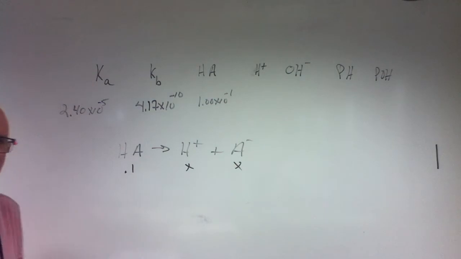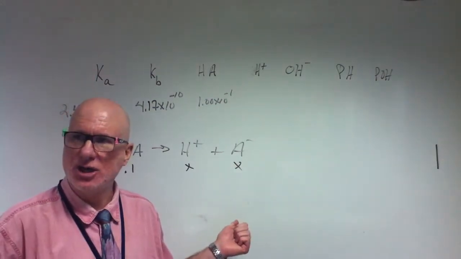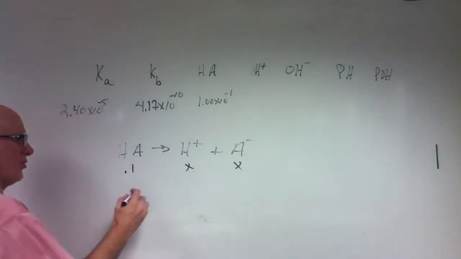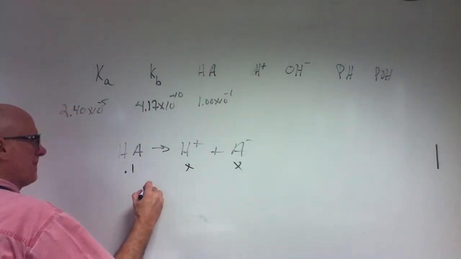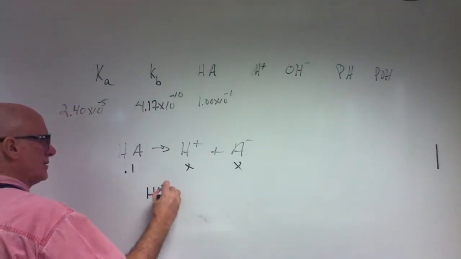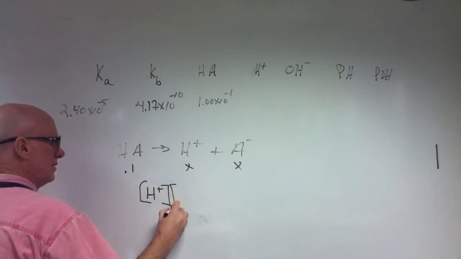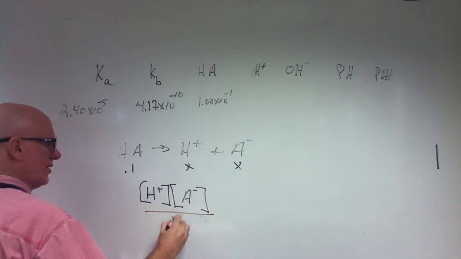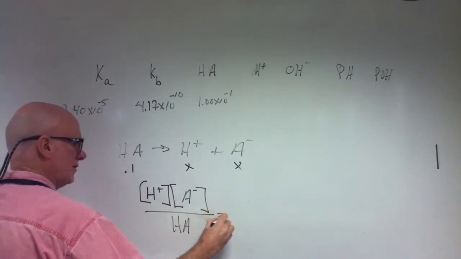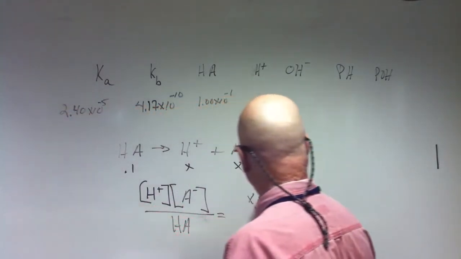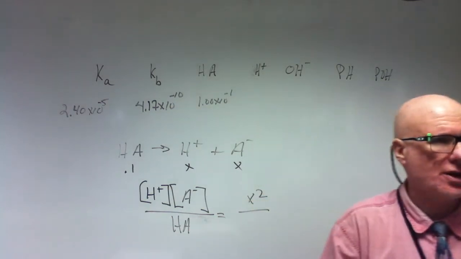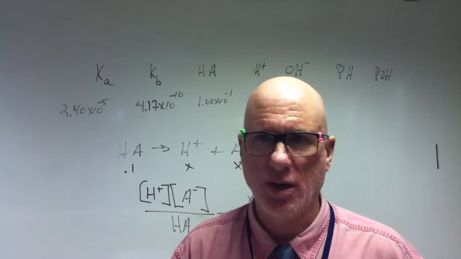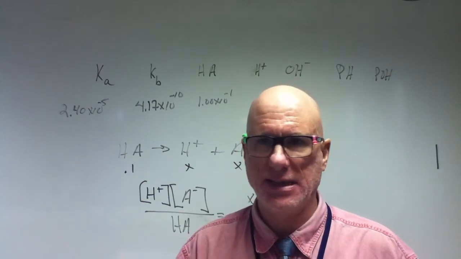Now, this is the estimation where you don't subtract x. So therefore, it's going to be H plus A minus over HA is going to be x squared. I'm leaving off the brackets. We know everything's in molarity. It's not percent mass, Antoine and Salmon. Okay, so everybody's there. Everybody's with me?